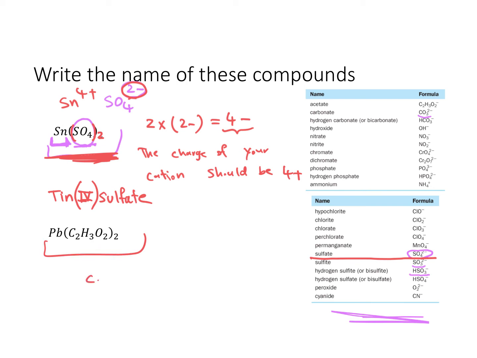So what is C2H3O2? What is this charge? And I kind of help you. -1. Exactly. And what is the name? Acetate. Exactly. So what is Pb? Looking at your periodic table. What? Exactly. Pb is lead, right? Can anyone see that on the board, in the periodic table here?